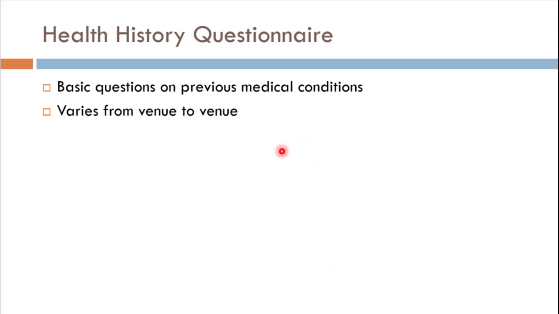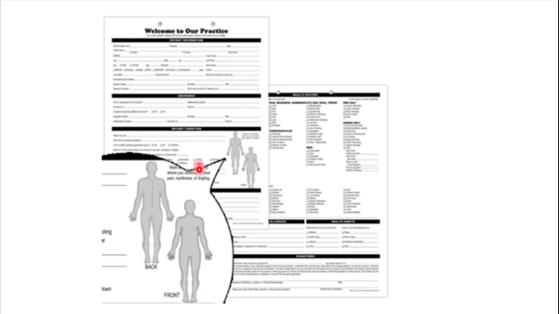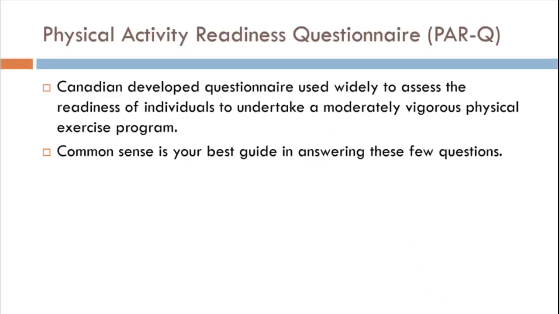So the health history questionnaire, like I said, varies from venue to venue. These are basic conversations. It looks like this, right? Like mark an X where you have stabbing pain, or where you have the urge to urinate, or whatever weird stuff you've got going on, your symptoms. I'll ask you about your musculoskeletal system, some family history. So that's basic stuff.